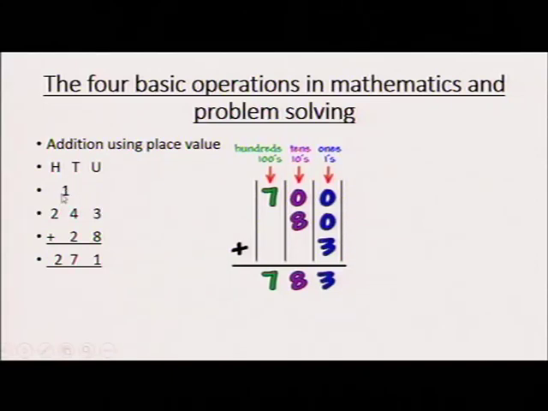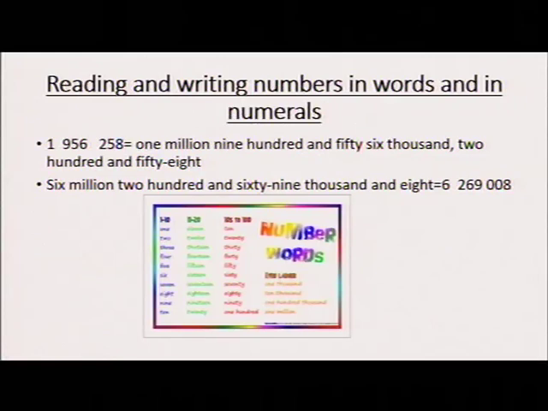So if I have 1, or 243, or 228, the 1 is a unit which should be there actually. And then the 4 is 4 tens and 2 tens for 28, and I have 2 hundreds for 243. The child needs to know the hundreds, the tens, and the units. And this is just another example of the four basic operations.